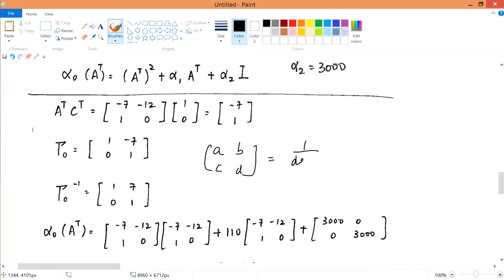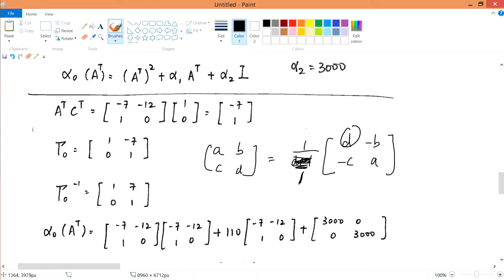So it's 1 over the determinant, and then this one will become d, a, and then this is minus c, this is minus b. If I had to solve for the determinant in this case, it's just 1 times 1 minus 7 times 0, which is still 1, because anything times 0 is 0. So I have a determinant of 1 over here.